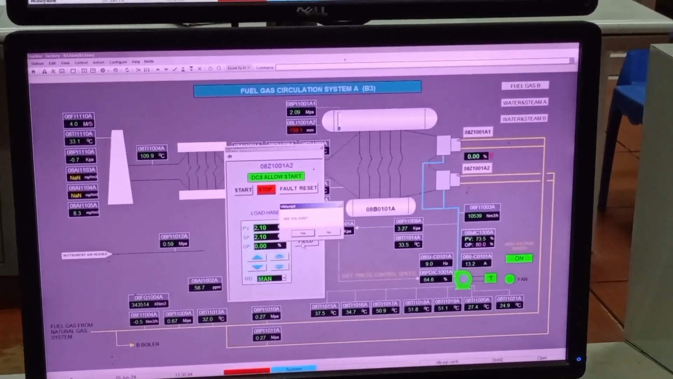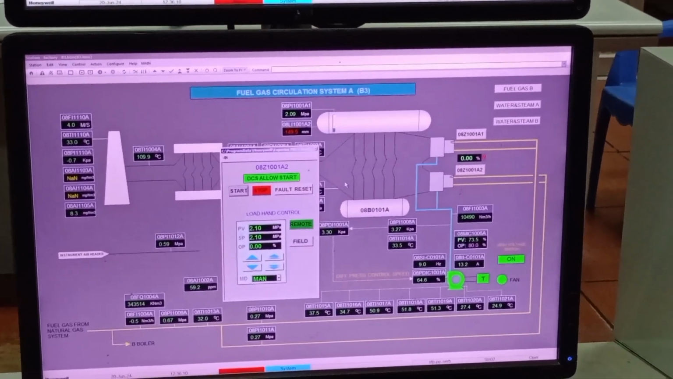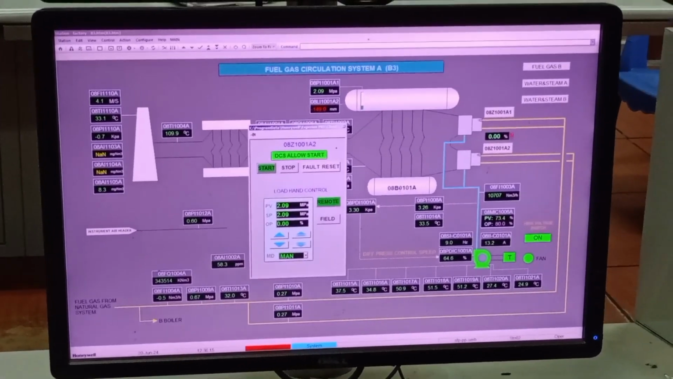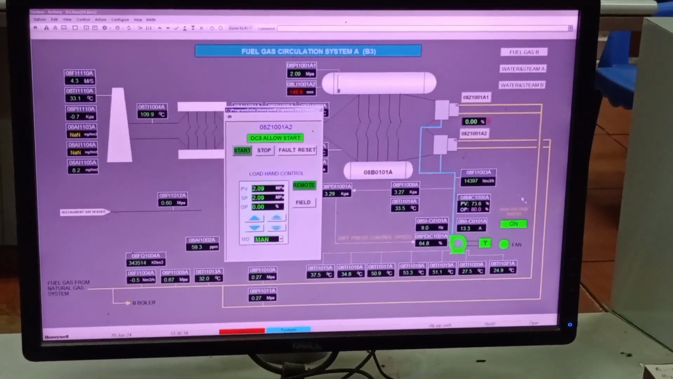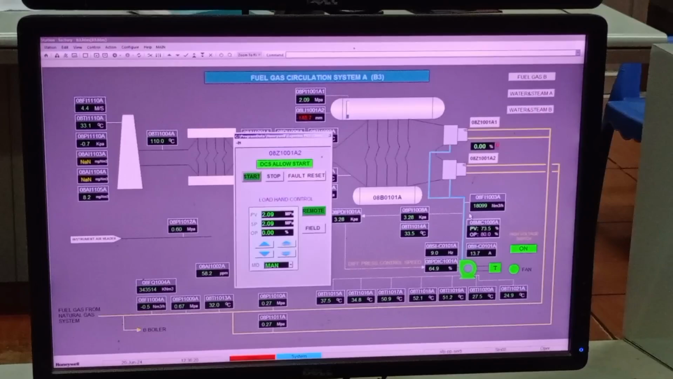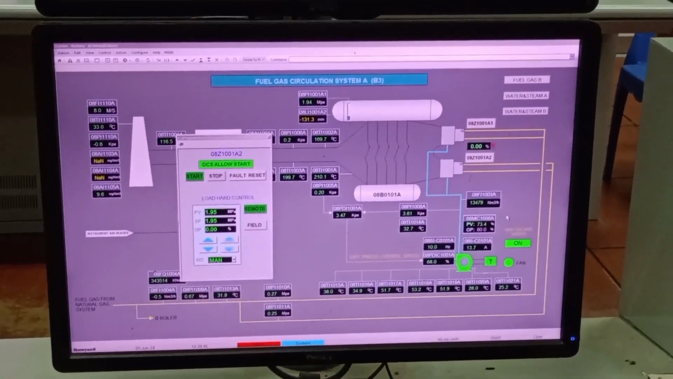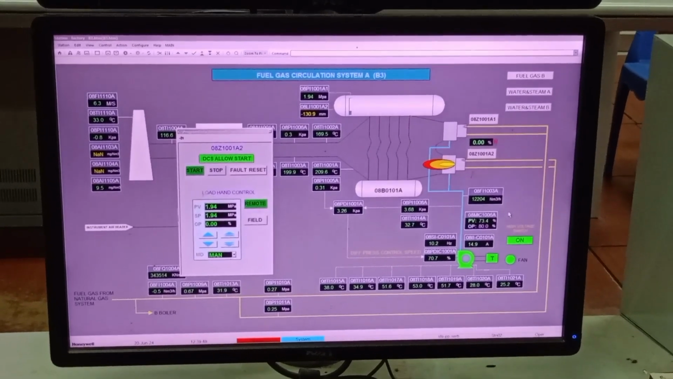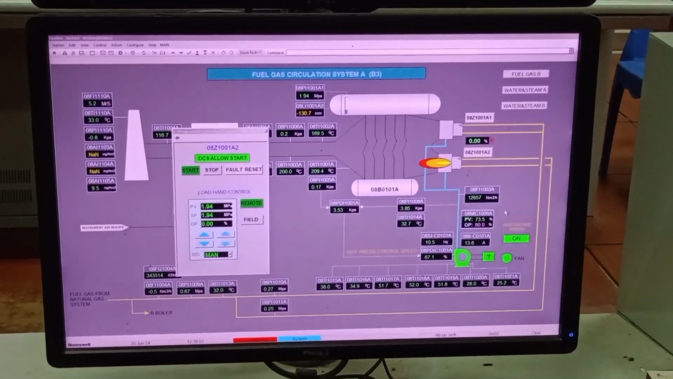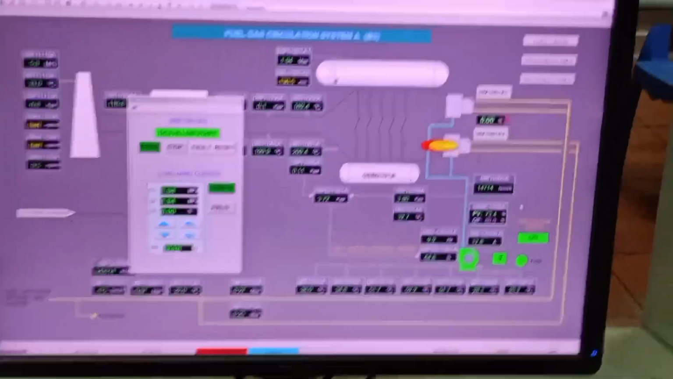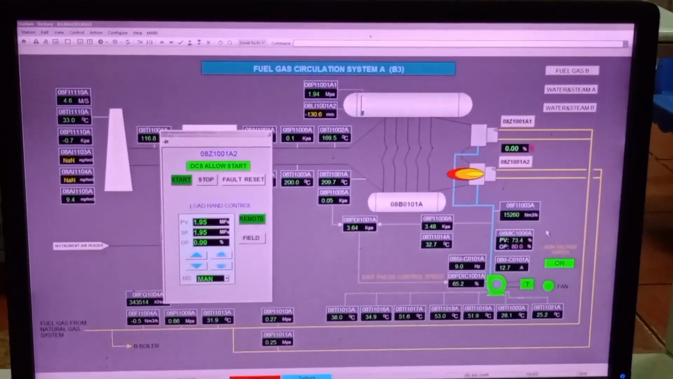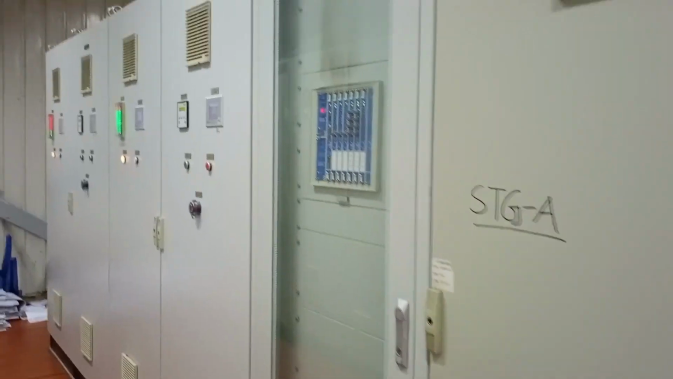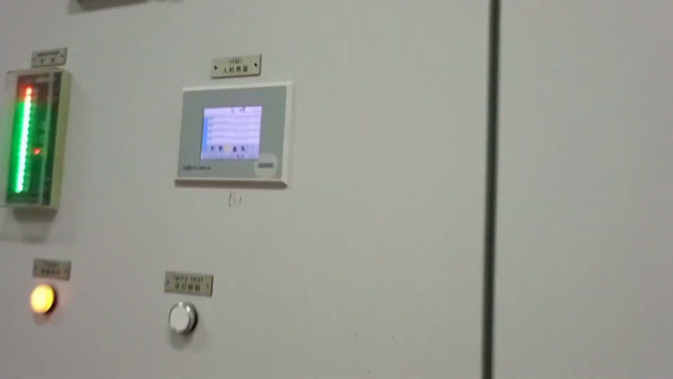To start the boiler, the gas valve is opened and the blower is started, and also the drum level, water level, is maintained. When the purging time and ignition time are completed, then the boiler is fired. You can see the boiler is fired, and here is an indicator showing the flame, and also by detecting the inside flame, the boiler is now started.